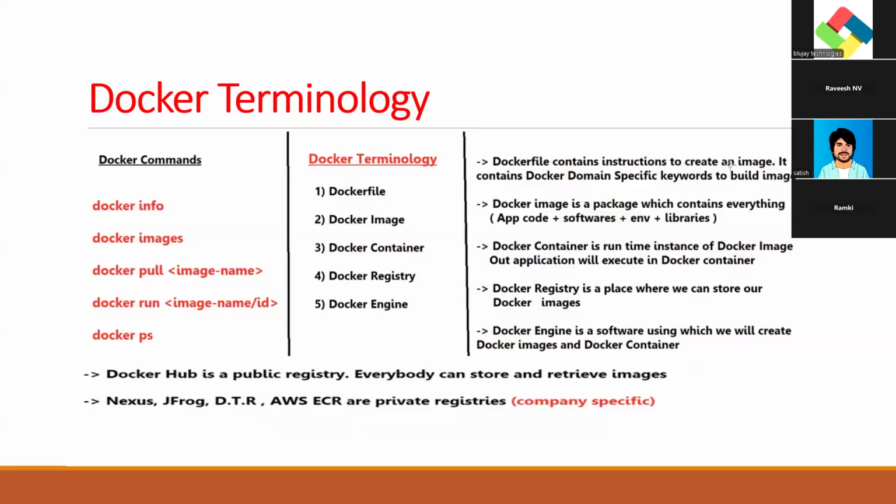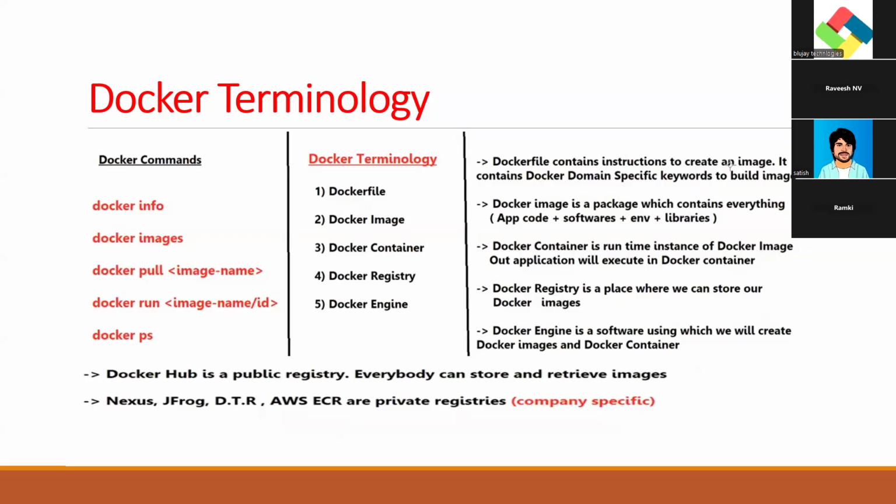Docker engine is software using which we create the Docker images and Docker containers. If the Docker service is running on your machine, then only we can create Docker images and run Docker containers. Otherwise, if the Docker service, systemctl start docker, right, the Docker engine service is not running on your VM, physical machine, or instance, then we will not create the Docker images and we will not run the Docker containers. If the Docker engine is running, then only we can create the images and run them as containers.